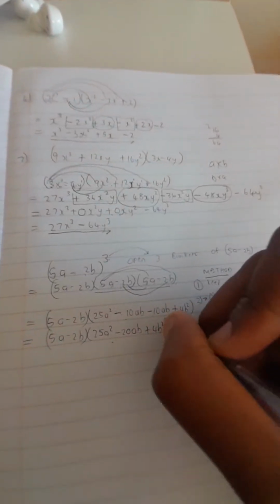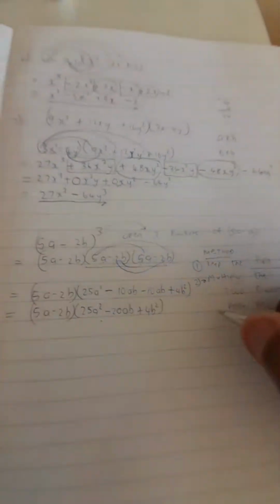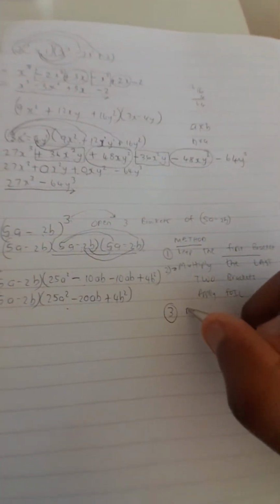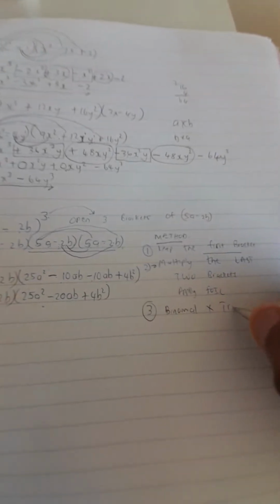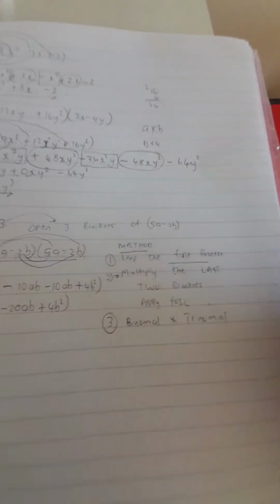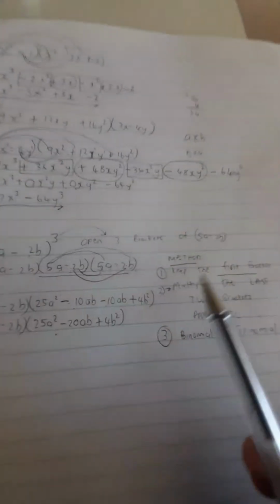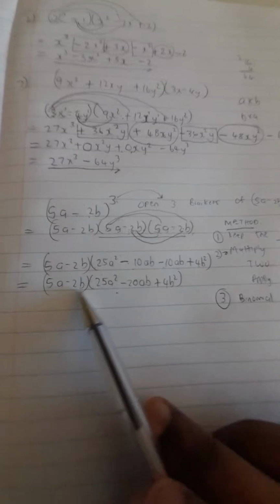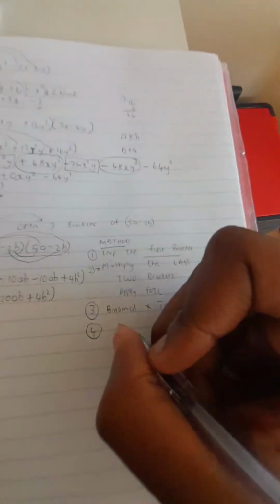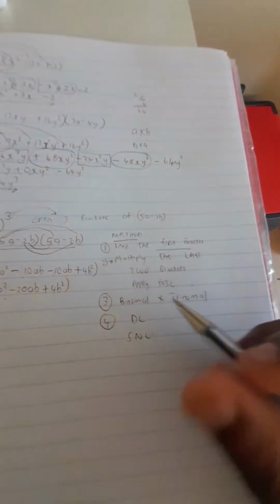Plus 4b squared. Now, by doing this, what have we created? We've created a binomial multiplied by a trinomial. Do you see what we've done? By making sure that we keep the first bracket and multiply the last 2 brackets, we've created a binomial by a trinomial. So now we know how we take care of a binomial by a trinomial. We now apply the distributive law using S and L.